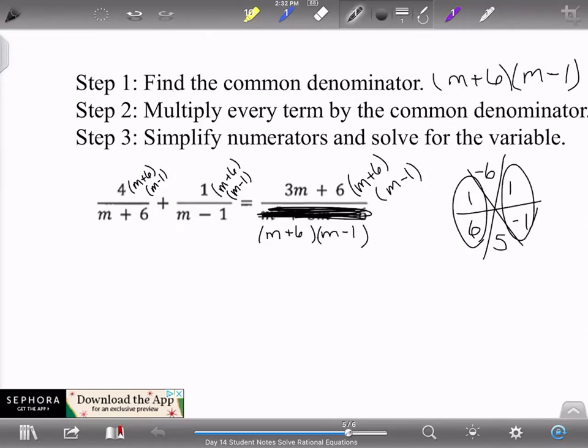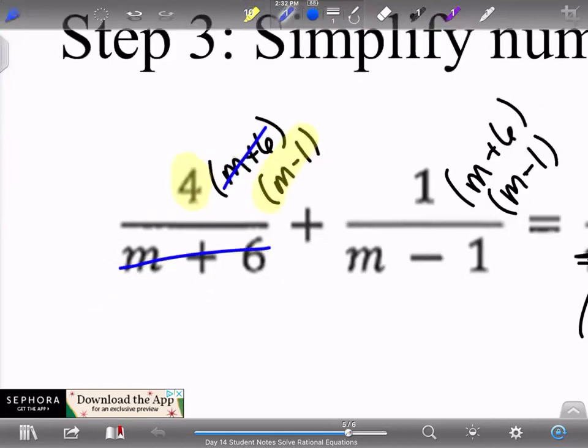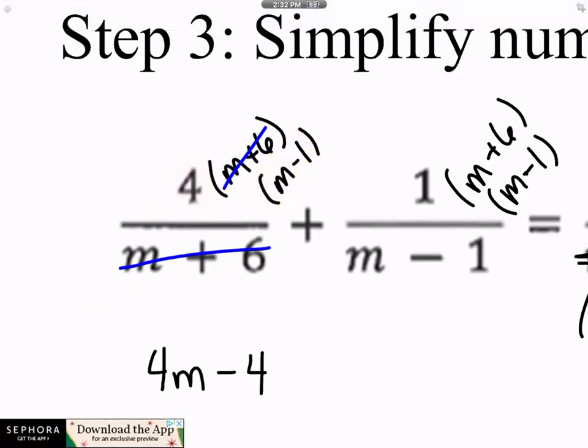So now we're going to go through and we're going to multiply every single term and cancel while we can. So looking at the first term, the m minus 6 in the numerator and the denominator will cancel. The 4 that's left up top here is going to get multiplied by the factor m minus 1. So we're going to take 4 times m to get 4m. And we're going to take 4 times the minus 1 to get minus 4. And that's going to take care of the first fraction.